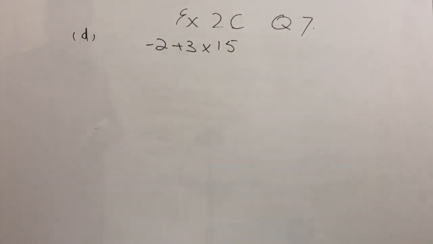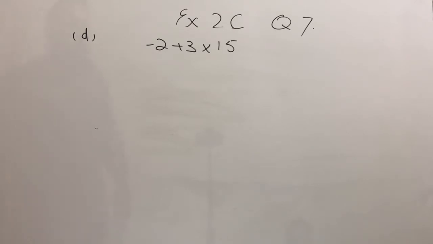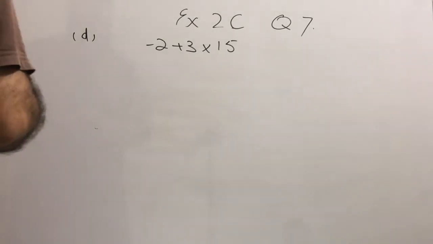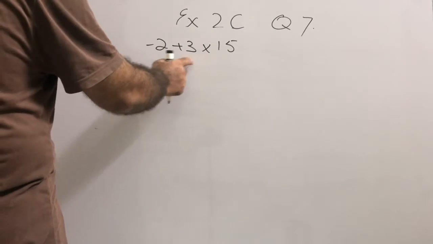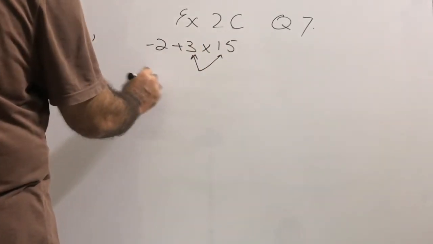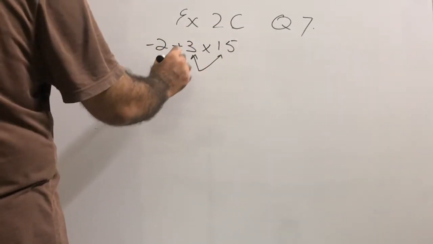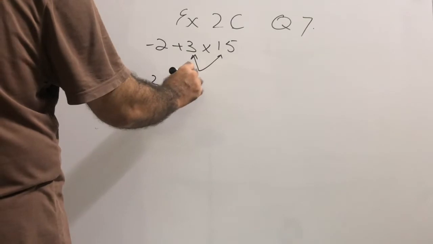So if you have learned the BODMAS rule in the previous class, you know that if we have plus and multiplication, first we need to do the multiplication. Minus 2 remains the same. 3 will be multiplied with the 15. 15 3s are 45, with a plus sign, plus 45.